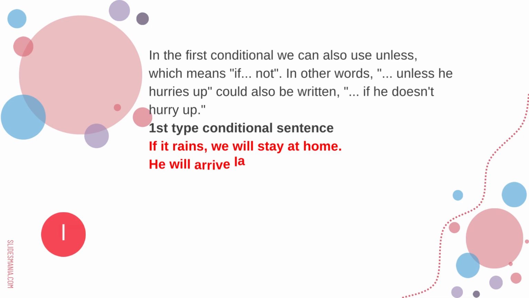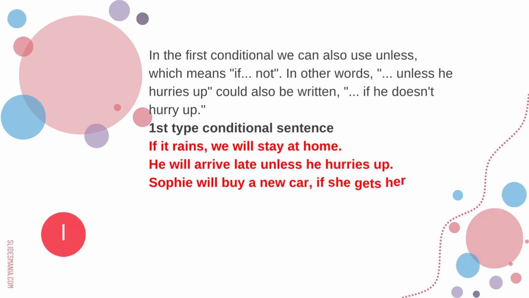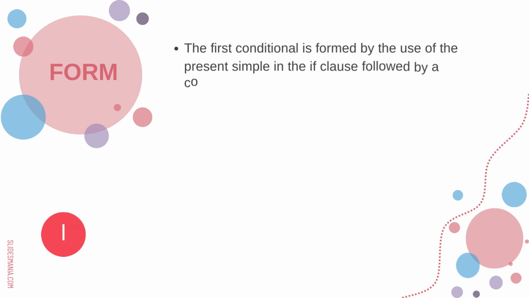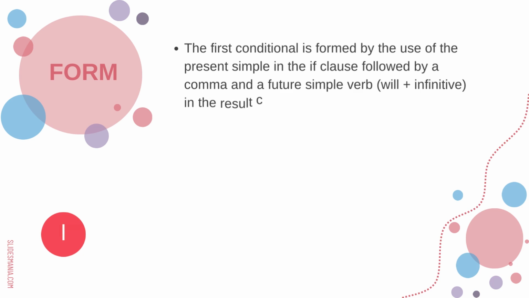First type conditional sentences. If it rains, we will stay at home. He will arrive late unless he hurries up. Sophie will buy a new car if she gets her raise. So let's talk about the forms. The first conditional is formed by the present simple in the if clause followed by a comma and the future simple verb, will plus infinitive.